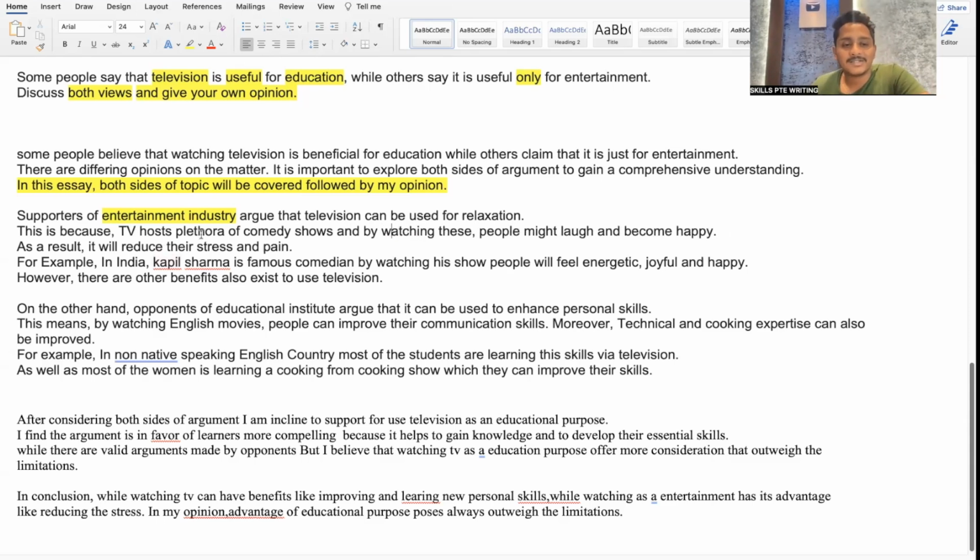Then it is correct, Akash. As a result, it will reduce their stress and pain. Very nicely written. He has written 2-3 sentences for the supporting idea. You may notice he is writing in very simple terms.